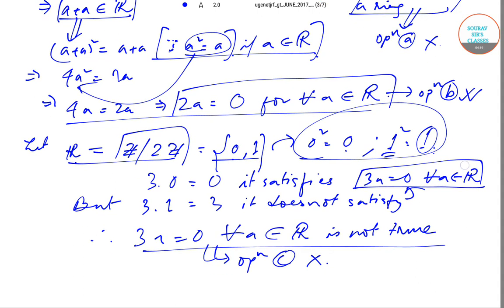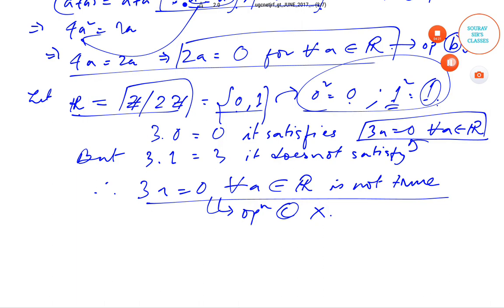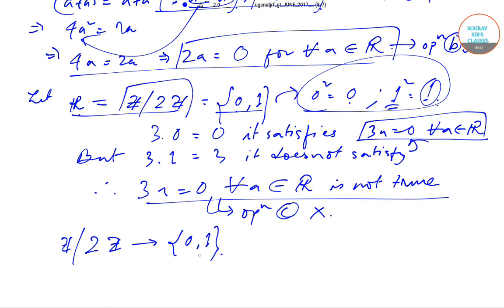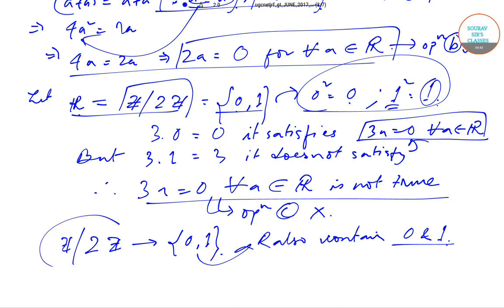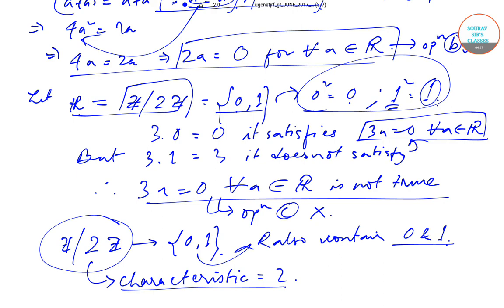Now we'll move on to the next option. So we've already come to know that Z by 2Z is basically the set 0, 1. Now R also contains 0 and 1. This we know for sure. Now what is the characteristic of this ring? The characteristic of this ring is equal to 2.